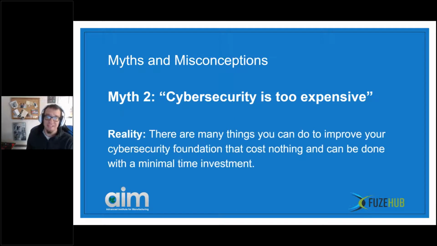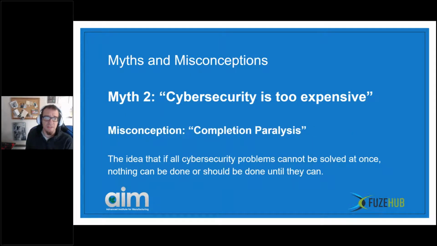The reality is that there are many things that you can do to improve your cybersecurity foundation that cost nothing and can be done with a minimal time investment. Now, the misconception that powers this myth is something that's known as completion paralysis. So this is the idea that if all cybersecurity problems can't be solved at once, nothing can be done or should be done until they can.